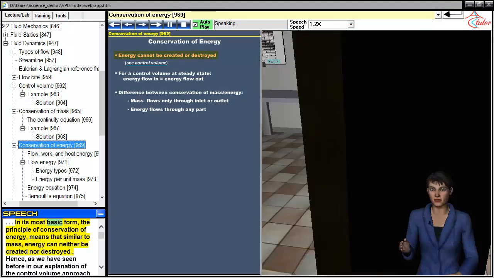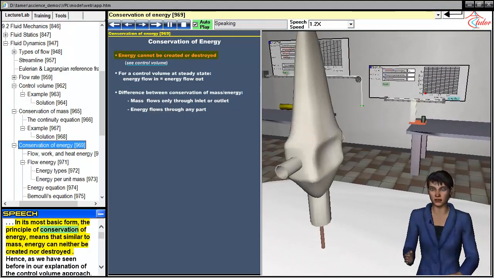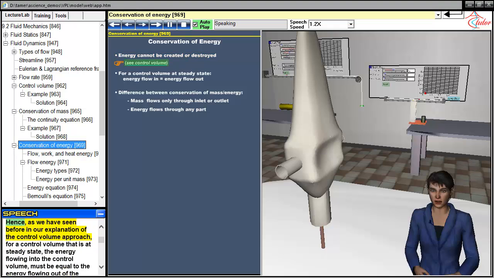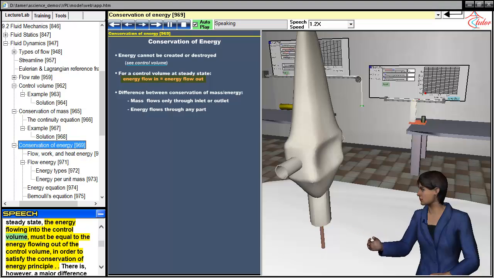In its most basic form, the principle of conservation of energy means that similar to mass, energy can neither be created nor destroyed. Hence, as we have seen before in our explanation of the control volume approach, for a control volume that is at steady state, the energy flowing into the control volume must be equal to the energy flowing out of the control volume, in order to satisfy the conservation of energy principle.